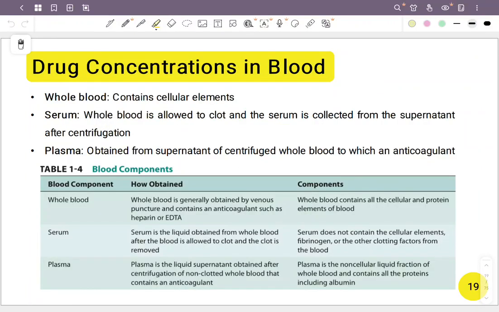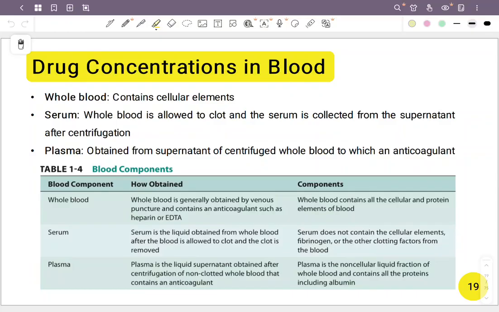Then now, let's discuss the drug concentrations in blood. Pero, ang i-focus na nato diri guys, kay ang reason kung anong ang blood component na ideal jud for drug plasma concentration na pag-measure kay si plasma. Anyway, let's start with our whole blood.